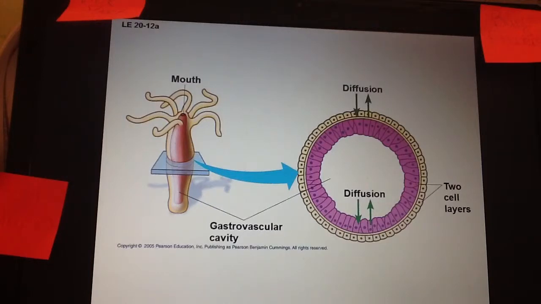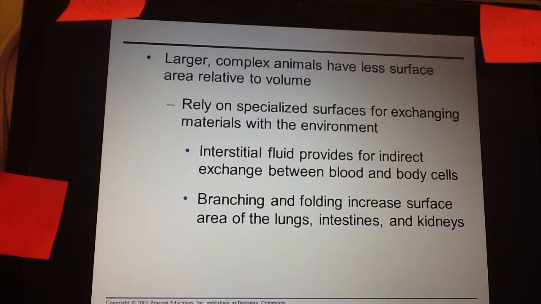So any nutrients that are in this cell will diffuse into our purple cells, and from there they will diffuse into the white cells. The white cell produces waste. It can simply diffuse it to the outside environment. This is not necessarily possible when you get to larger, more complex animals. Why? Because we actually have less surface area to our volume as a ratio. And so we're going to rely on specialized surfaces to allow for that exchange to happen at the rate that we need it to occur.